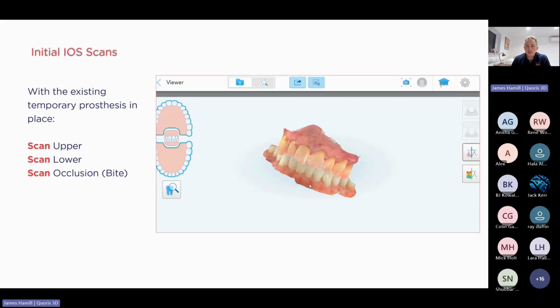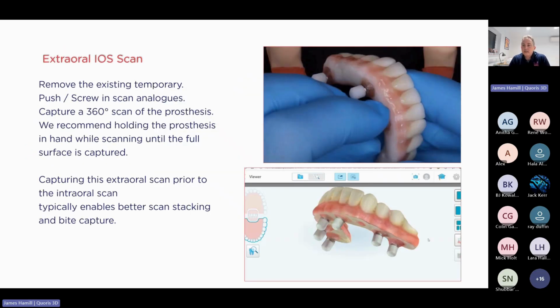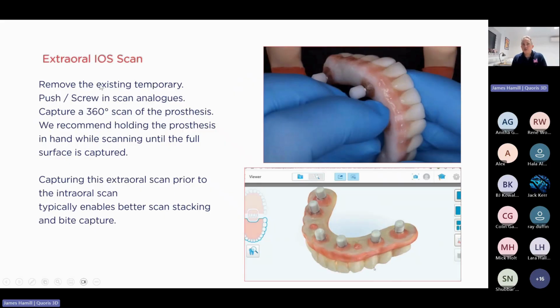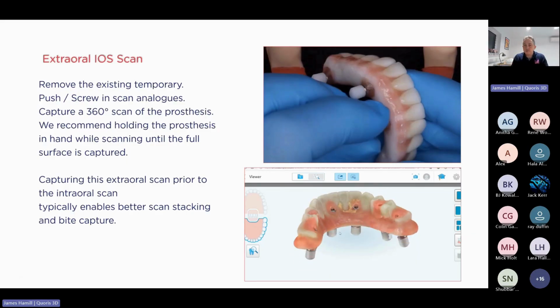Okay, so pretty straightforward so far. We've got our 6 photographs and 3 of our 6 scans. The next thing you're going to do is now remove your temporary bridge. And we'll ask you to do a 360 scan of the bridge in your hand. Importantly, we want you to attach analog scan bodies to the base of the bridge.